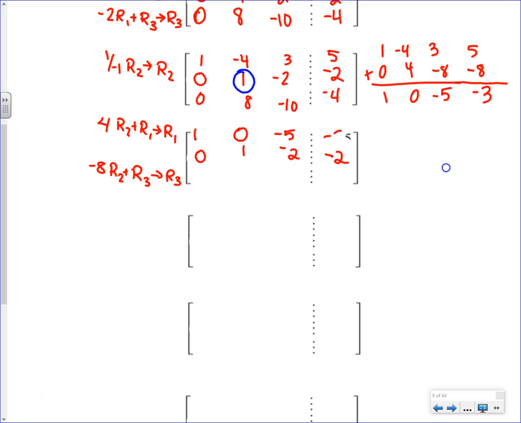Uh-oh, I just uncovered something. I'm not sure what. Ignore it. I don't think it was supposed to be there. Okay. We still need the bottom row, right? Yeah. Negative 8 times 0. 0 plus 0. 0. Oh, that's right. It's supposed to stay. Negative 8 times 1. Plus 8.